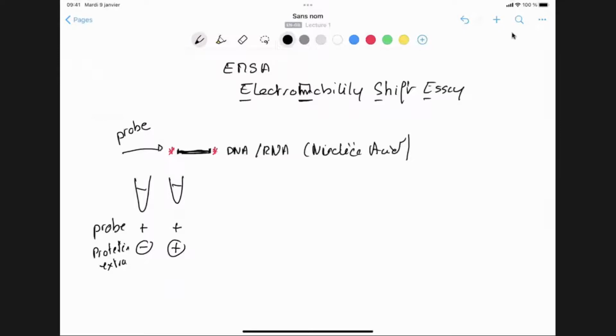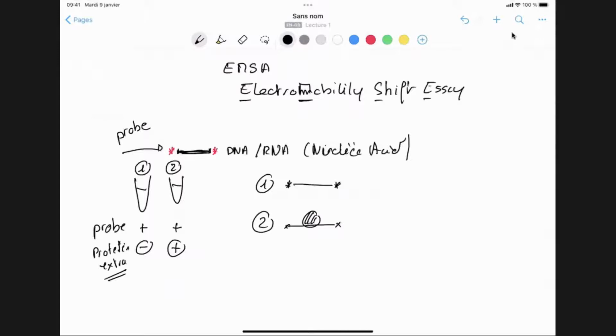So if in the protein extract, there is protein that are able to physically interact with the piece of DNA or RNA, it will form a complex. So if this tube is tube number 1 and this one is tube number 2, in tube number 1, we will find only the piece of DNA with the label on both ends, and in the second tube, if there is an interaction, we will find a protein that is bound to the nucleic acid. Is it okay for that?